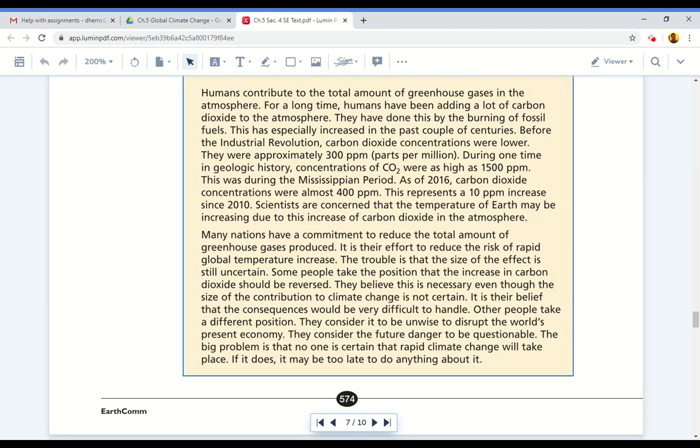During one time in geological history, concentrations of carbon dioxide were as high as 1,500 parts per million. This was during the Mississippian period. As of 2016, carbon dioxide concentrations were almost 400 parts per million. This represents a 10 parts per million increase since 2010. Scientists are concerned that the temperature of Earth may be increasing due to this increase of carbon dioxide in the atmosphere.